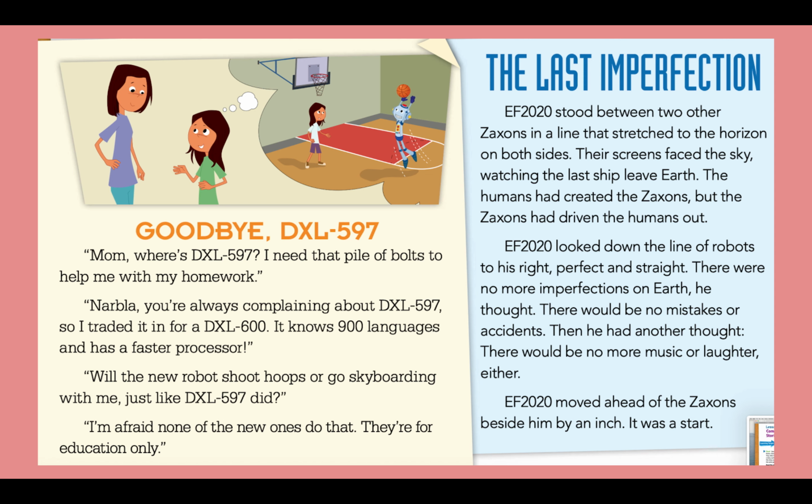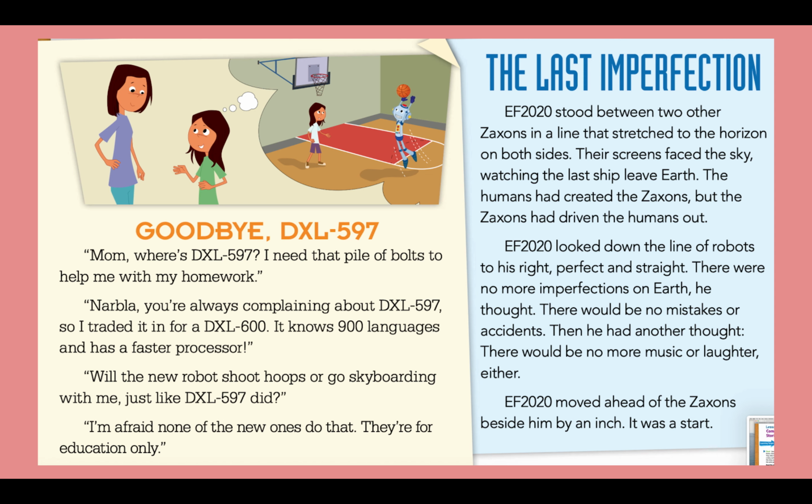Mom, where's DXL 597? I need that pile of bolts to help me with my homework. Narbla, you're always complaining about DXL 597, so I traded it in for a DXL 600. It knows 900 languages and has a faster processor. Will the new robot shoot hoops or go skyboarding with me, just like DXL 597 did? I'm afraid none of the new ones do that.